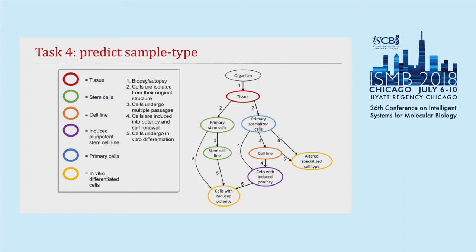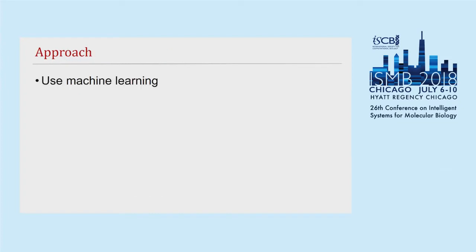And so we took the categories used by the ENCODE project, and we more rigorously defined them with this flowchart. This flowchart describes various protocols that you can perform on a biological sample and what sample type you would have after performing that protocol.